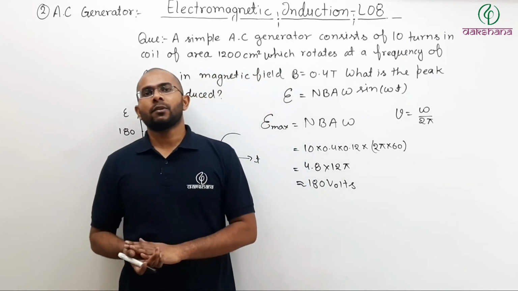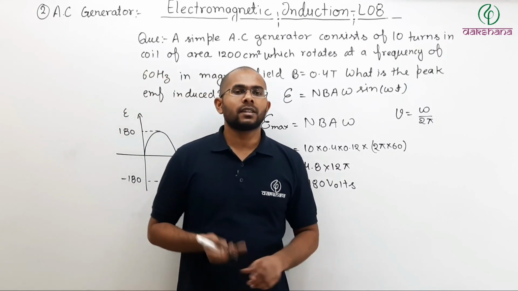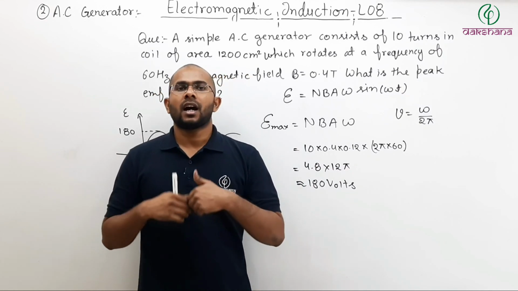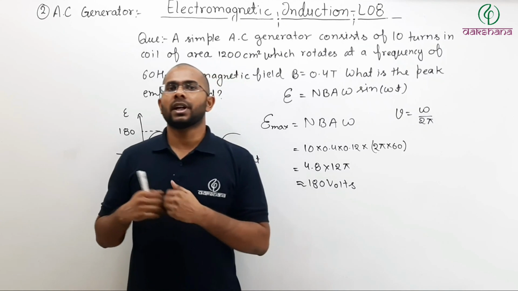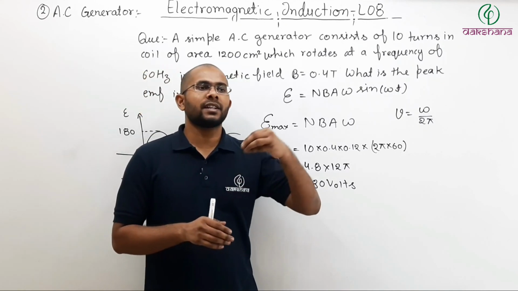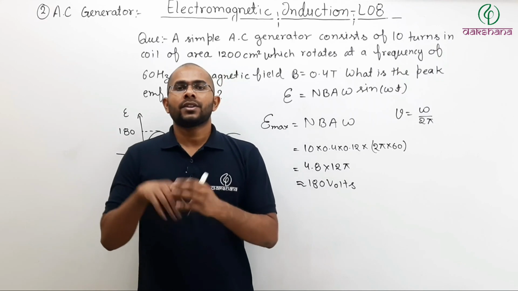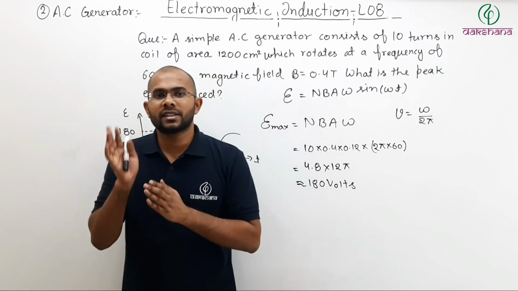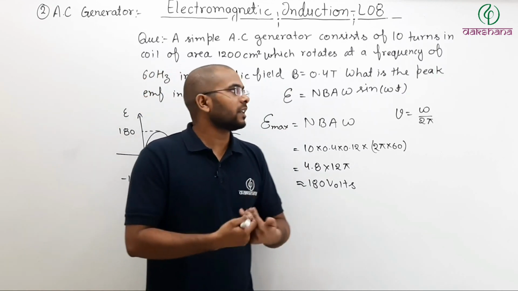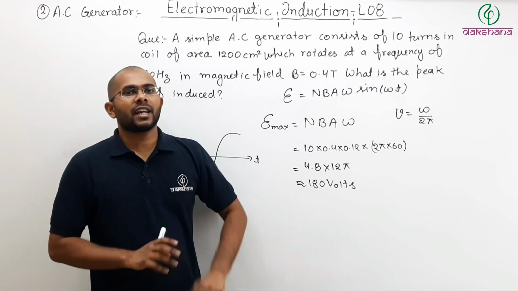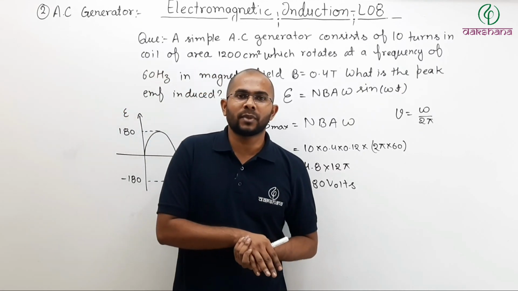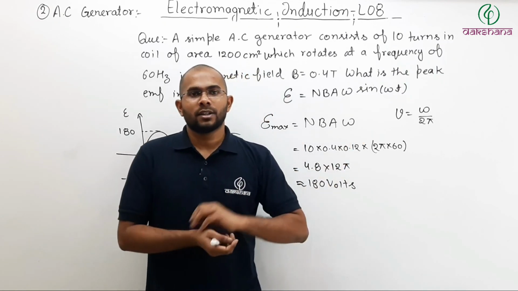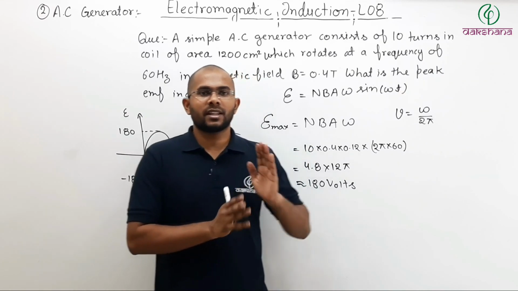So this was the end of the electromagnetic induction chapter. In this chapter we have talked about different aspects of electromagnetic induction: how EMF is induced, how current is induced, how there is inductance in a coil, how there is a current because of that inductance, how there is a growth of current, how there is a decay of current, and how you can generate AC current using the concept of electromagnetic induction. There were two laws, Faraday's law and Lenz's law, and based on that we have studied this entire chapter.